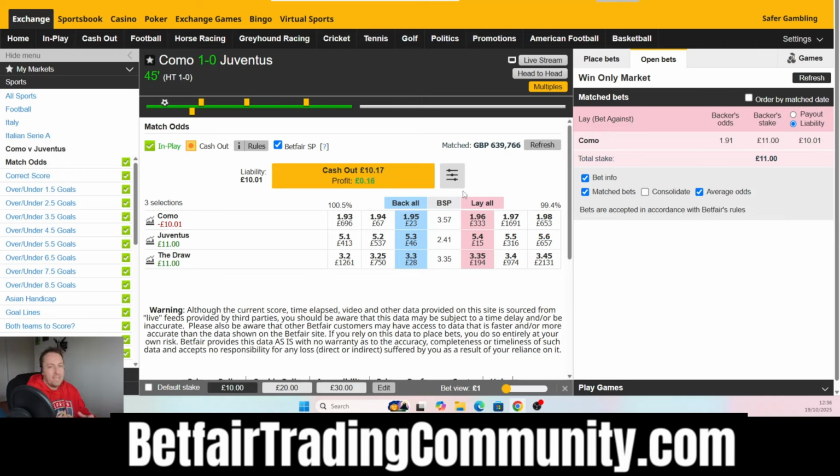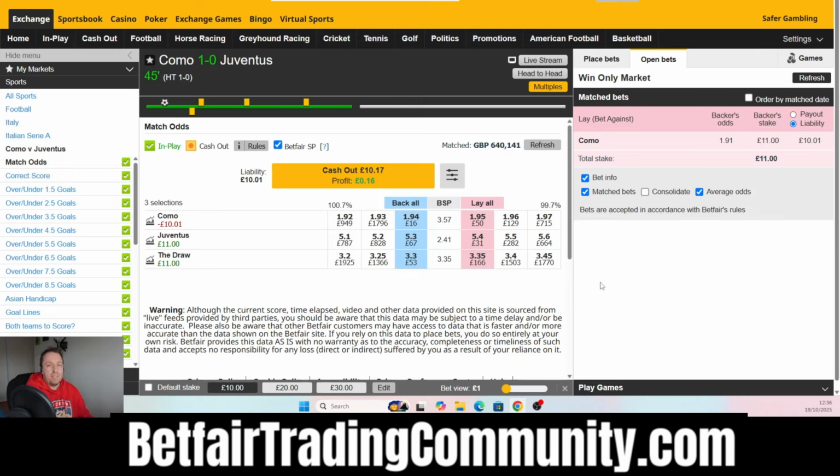I'll be able to get back some of my stake that I might potentially lose if Juventus don't get back into the game. What we're going to do here is wait for the goal, in theory. And if there's no goal, we'll come back. We'll see how the game's progressing a bit later on.